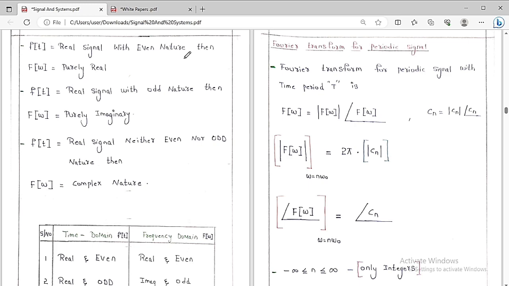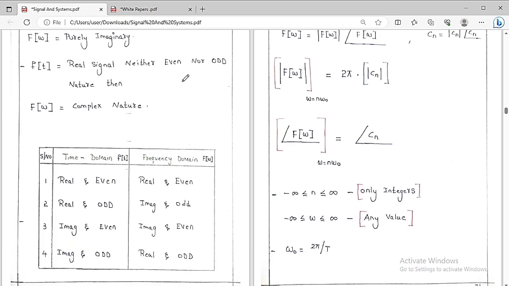So now listen carefully to what I am trying to tell you. Suppose you take a periodic signal or non-periodic signal, and if f(t) is real and even, then F(ω) is purely real. If f(t) is a real signal with odd nature, then F(ω) is purely imaginary. If f(t) is real with neither odd nor even nature, then F(ω) is of complex nature. It will have a real part as well as an imaginary part.